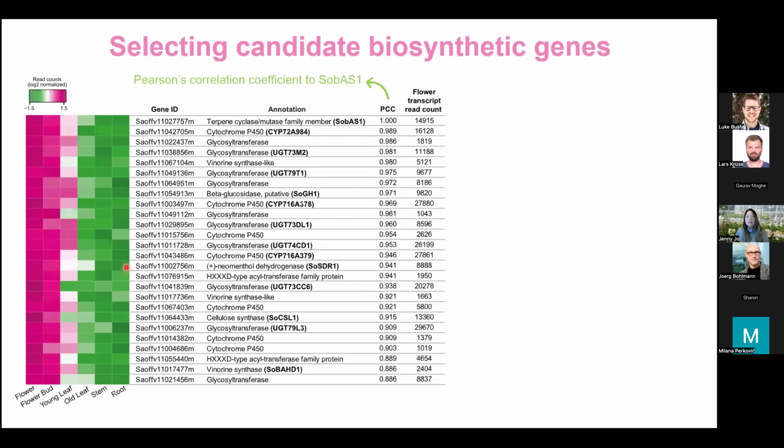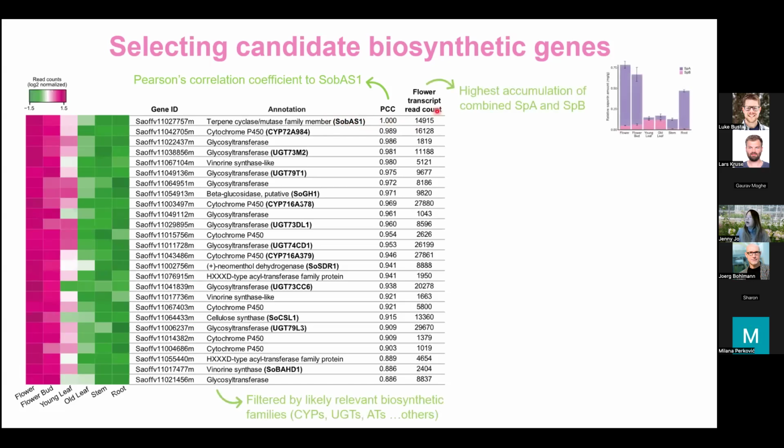So using that first gene that we had just characterized, we then started to mine our sequence resource for further biosynthetic genes using co-expression analysis, with the beta-amyrin synthase from soapwort as a bait gene. And then we also looked at other things, such as the absolute transcript numbers in the flowers, because just to remind you, the combined accumulation of saponins A and B was quite abundant in the flowers and the flower buds. We thought that if the compound is biosynthesized there as well, then the transcript levels would be quite high. The expression would be high in the flowers and the flower buds. So we were looking at the transcript read counts in the flowers.